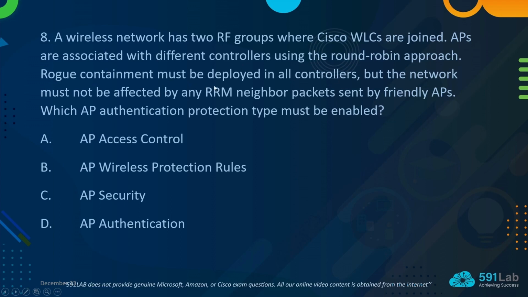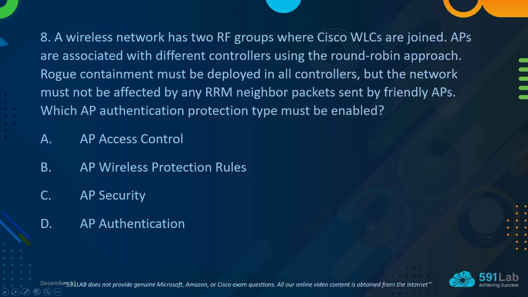Rogue containment must be deployed on all controllers, but the network must not be affected by any RRM neighbor packets sent by friendly APs. Which AP authentication and protection type must be enabled? Since we have multiple controllers, we do not want rogue containment to be happening on a friendly AP. Because all these access points are on our network.